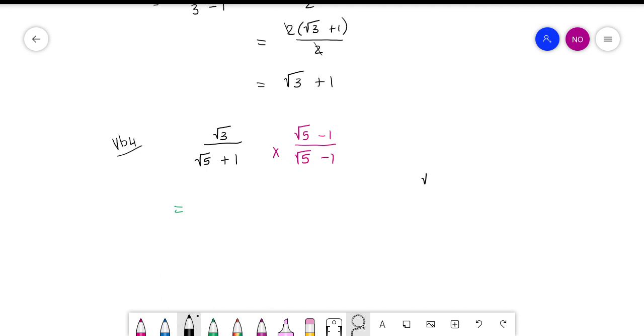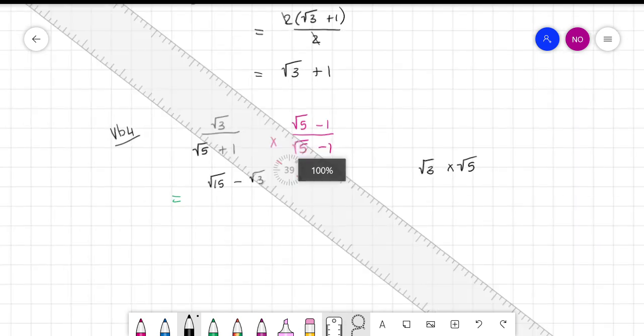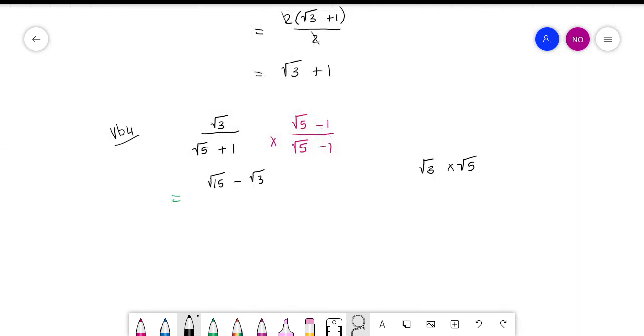Wat kry as jy wortel 3 maal met wortel 5? Square root of 15, hè? Okay, en dan hieronder gaan ek hê wortel 5 wat gekwadreer is, minus 1 wat ook gekwadreer is.